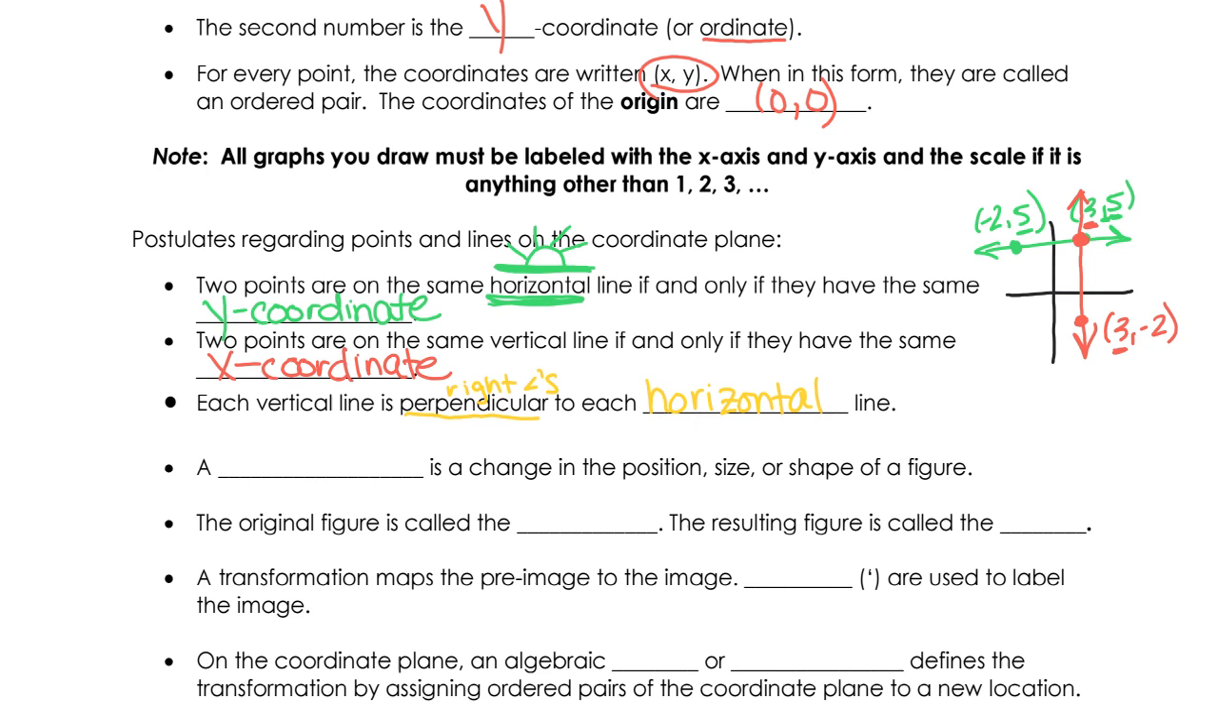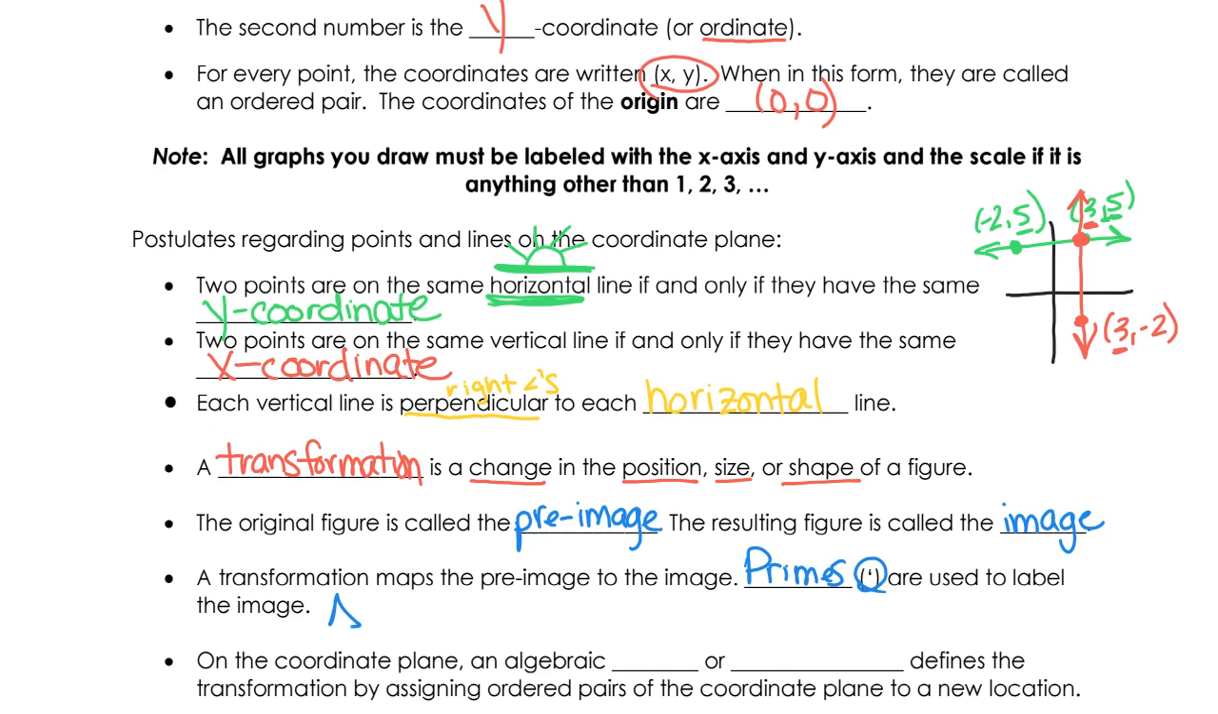Okay. A transformation, which is what we're going to be doing in this unit, is a change in the position, size, or shape of a figure. Okay? The original figure is called the pre-image, pre meaning before you did anything to it, and the resulting figure is called the image. Okay? The transformation maps the pre-image to the image. Okay? Primes are these little apostrophes you're going to see. They're used to label the image.